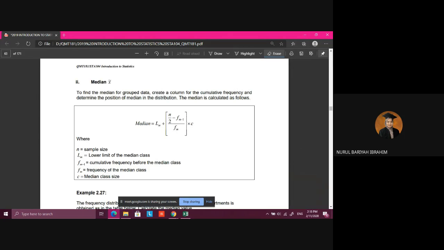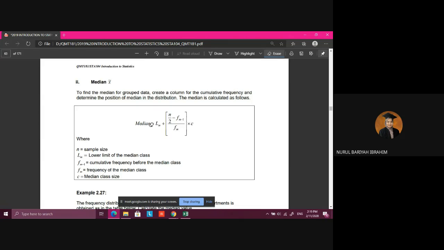The next one is the median. The notation of median is X tilde here. To find the median for grouped data, create a column for the cumulative frequency and determine the position of the median in the distribution. Then apply the formula of median, which is Lm plus, in bracket, n over 2 minus Fm-1 over Fm, multiply C. All of this notation is here, and no worries because the formula of median will be given. You do not need to memorize it, but you need to know how to use the formula.